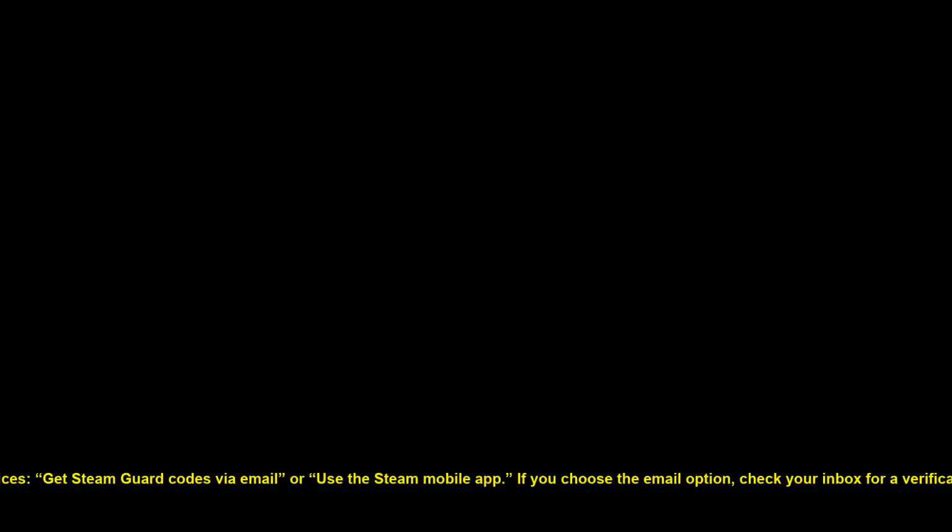You may have two choices: get SteamGuard codes via email or use the Steam mobile app. If you choose the email option, check your inbox. Click the link in that email to confirm your email address.